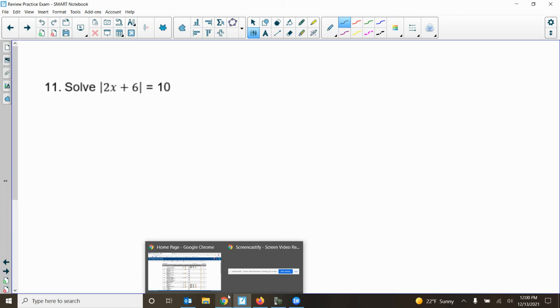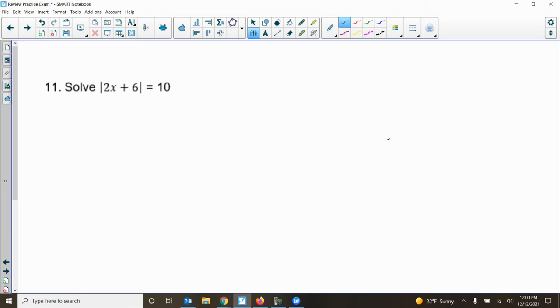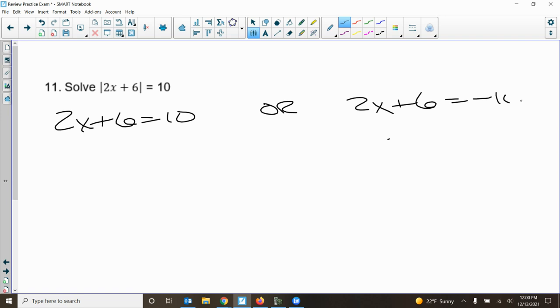So |2x + 6| = 10. That means either 2x + 6 equals 10 or 2x + 6 equals negative 10, right? Because if the absolute value equals 10, then either you are the number 10 itself or you're negative 10. One of those two things has to be true. So let's just solve each equation.